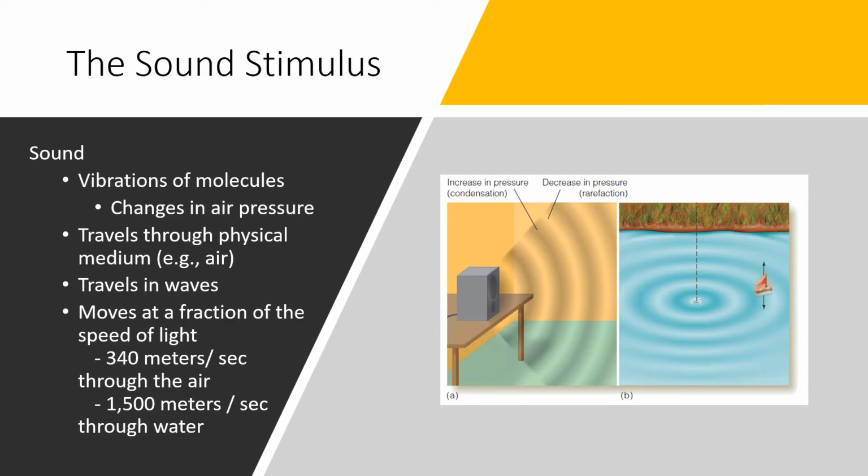So the sound stimulus is basically vibrations of molecules. There are always molecules in the air, and when we hear some kind of sound, that is vibrations of those molecules, where those air molecules are coming closer together. So there's a change in air pressure: there's higher air pressure, and then those molecules come farther apart, so there's lower air pressure.